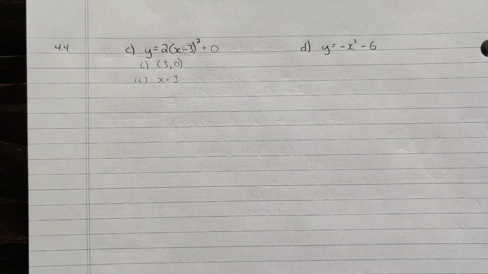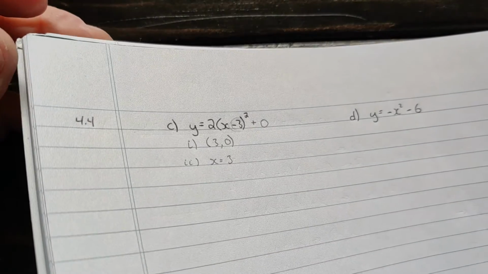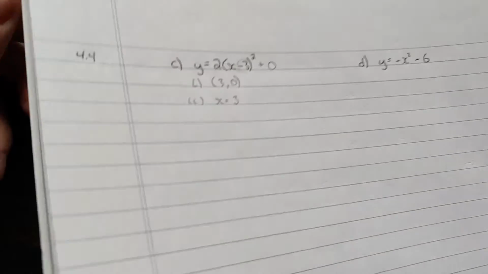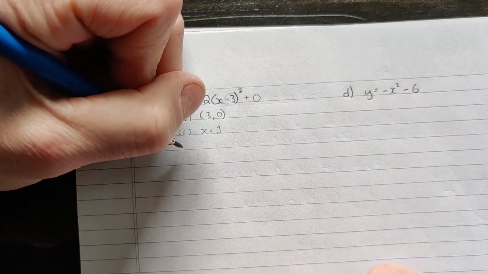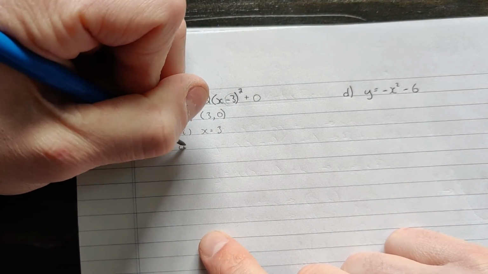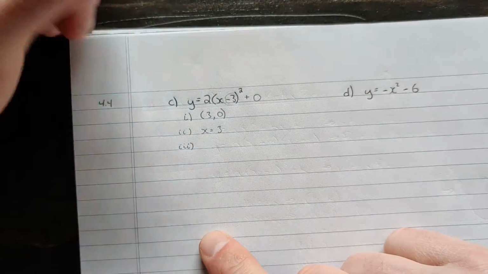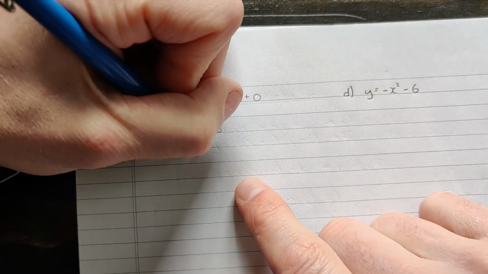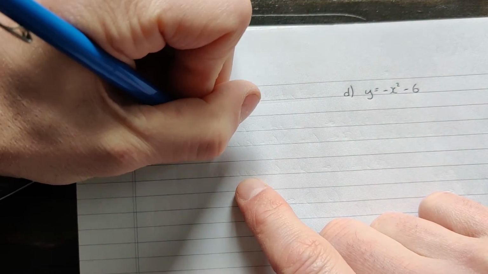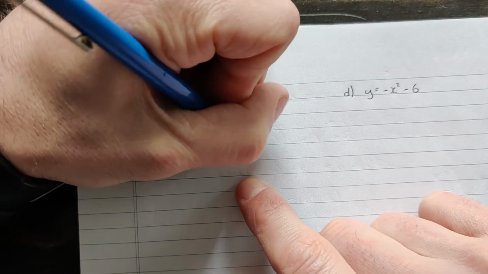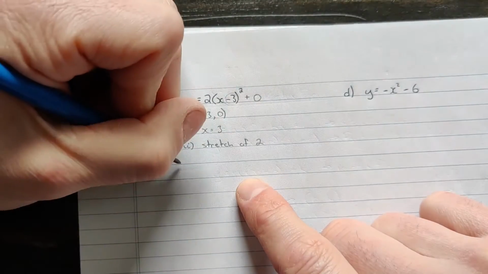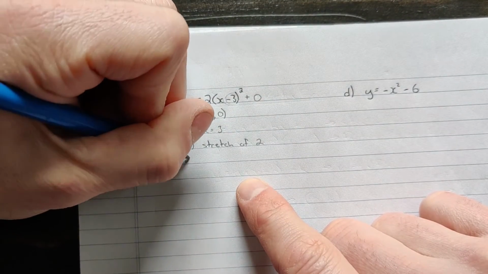What are we doing next? Next is stretch or compression. And again, we're looking at a stretch of 2. Then a sketch of the parabola.